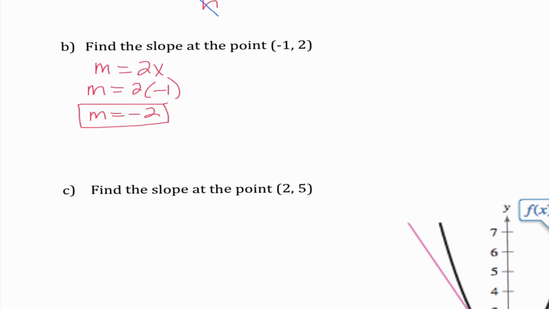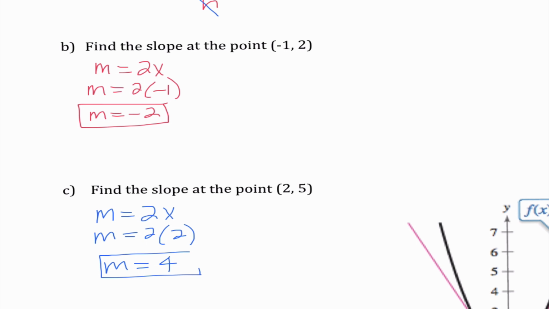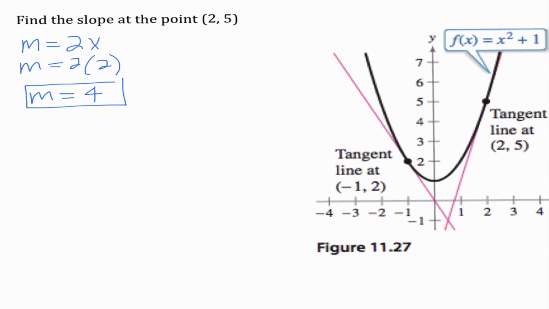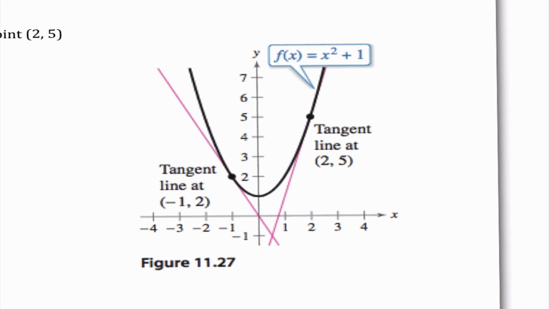For C, it says find the slope at 2, 5. So I'm going to say m equals 2x. So the slope is 2 times 2. So our slope this time is 4. And if we take a look at this, it would make sense that at negative 1, 2, we had a negative slope. At 2, 5, we have a positive slope.